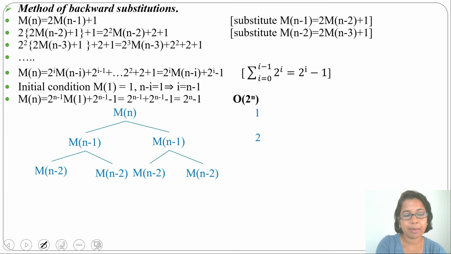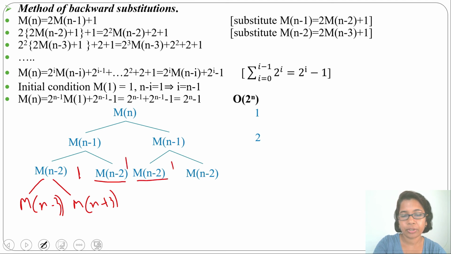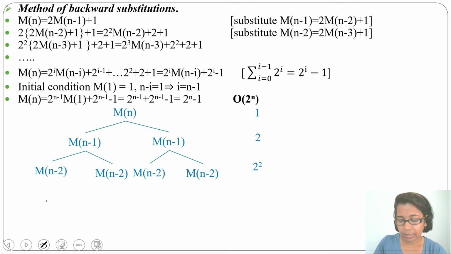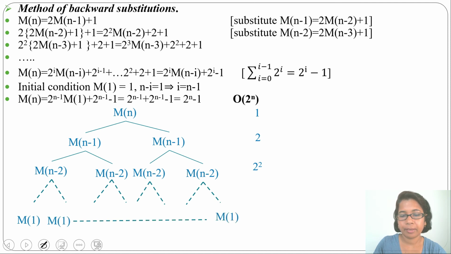Now from this M of n minus 2 we can derive M of n minus 3, again M of n minus 3 plus 1. So here we'll write 1. Count number of moves is 1. Again for M of n minus 2 number of moves will be 1. For this M of n minus 2 it will be 1. So total 4 moves that we can write as 2 power 2. Like this it will continue and finally we'll reach M of 1. M of 1 will be at leaf level and number of moves will be 2 power k.